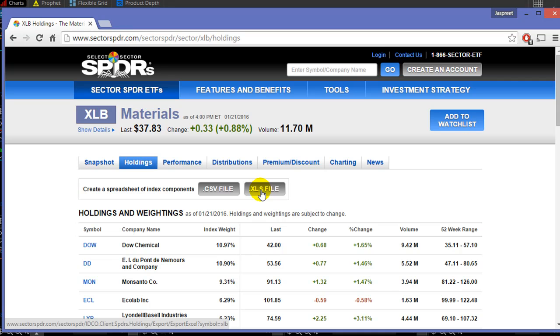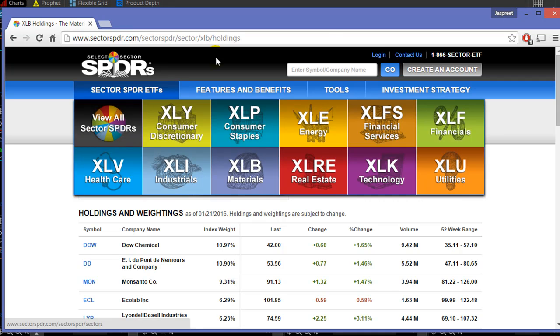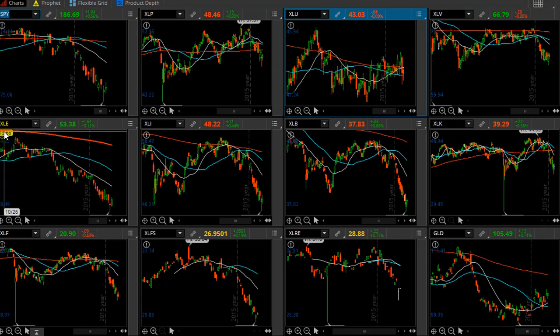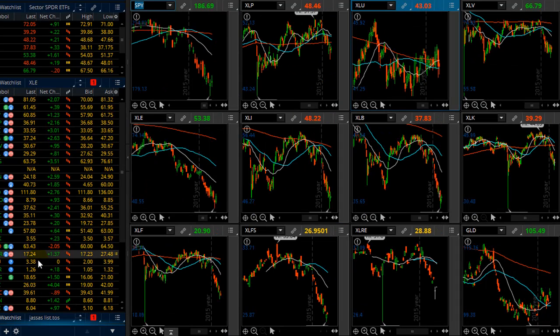Once you have that uploaded onto your desktop or wherever you're saving it, then you can go back on, and let me show you something. You can have a list of it, right? So all I did was import all these symbols from XLE, then I just started looking into it.